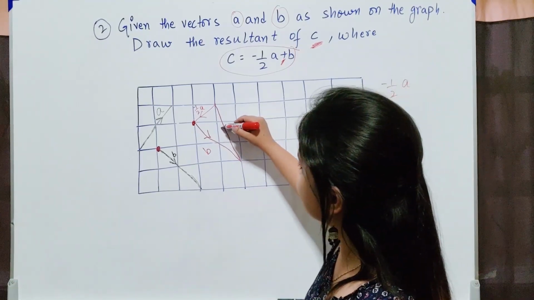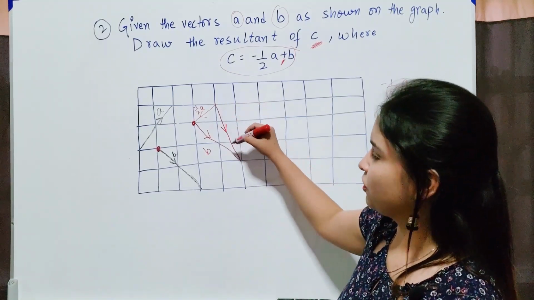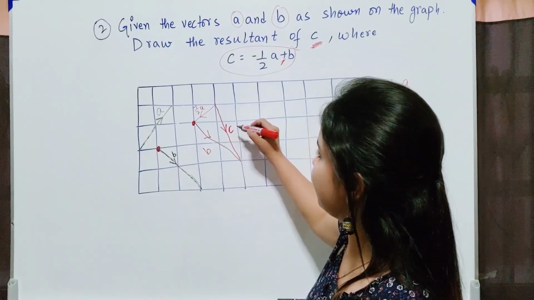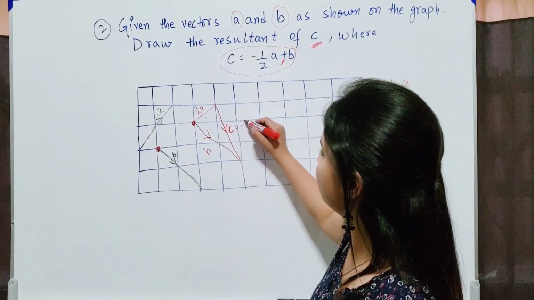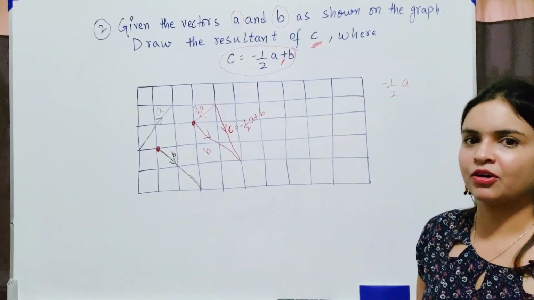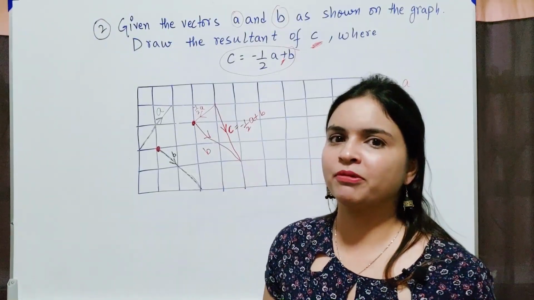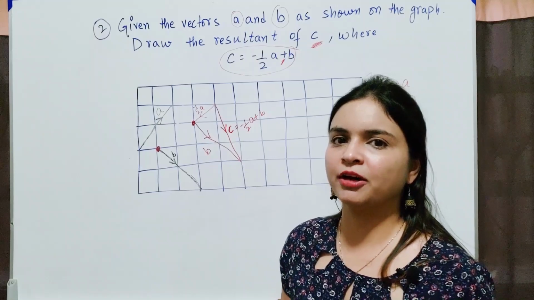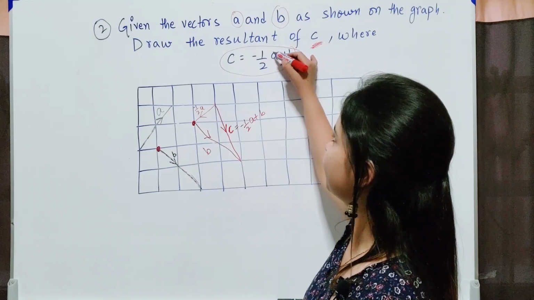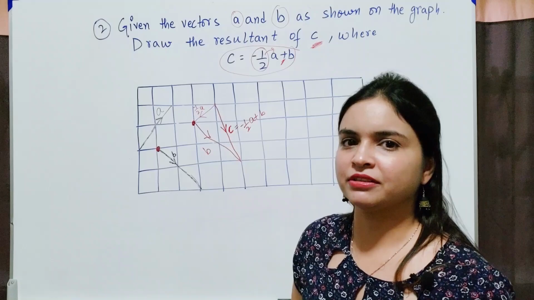And the resultant will be in the opposite direction. So, resultant will go down. And the value of resultant is C, where C is equal to minus half of A plus B. Okay. So like this, I can solve any particular problem using triangle method or parallelogram method, whatever is asked in the question. And now I know how to multiply any scalar quantity with the vector. Let's move to the next question.